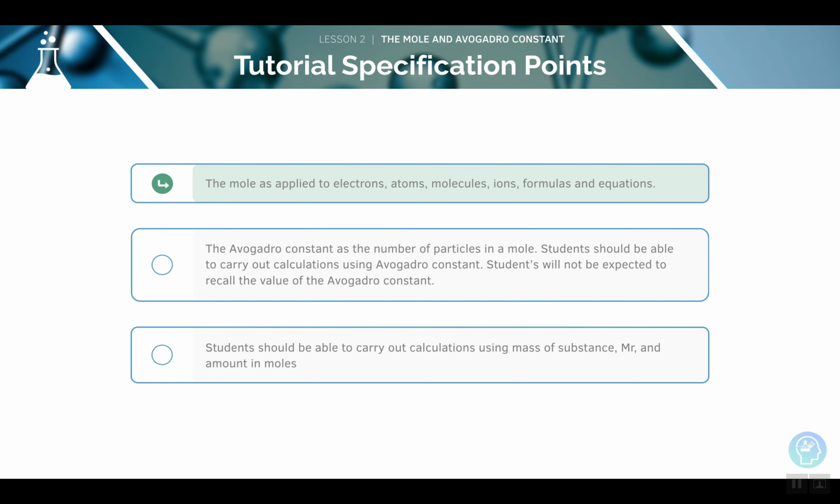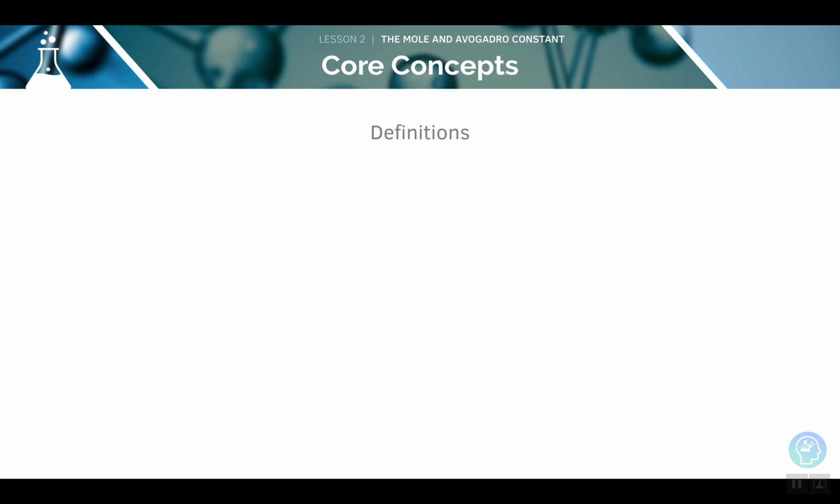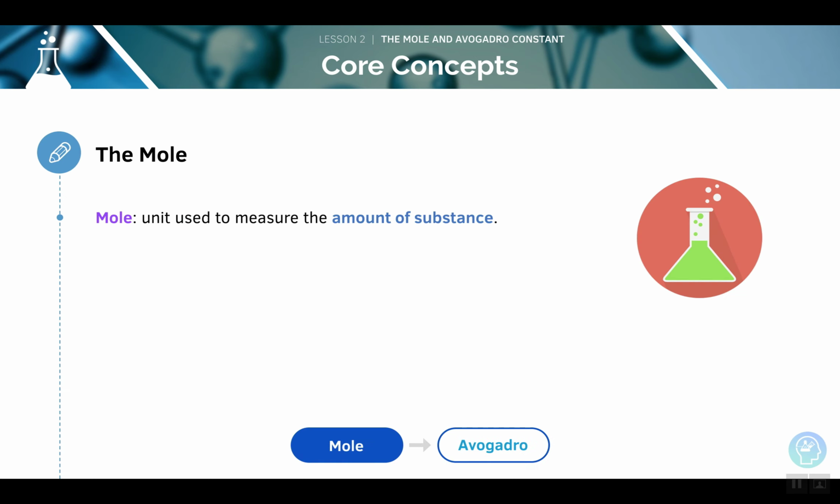We'll start off by looking at the mole. As always, it's important to remember your definitions in this section. We've got 2 important definitions for this specification point. The first is the mole, and the second is Avogadro. The mole is simply a unit used to measure the amount of substance. It's often written as mol in the shorthand form.